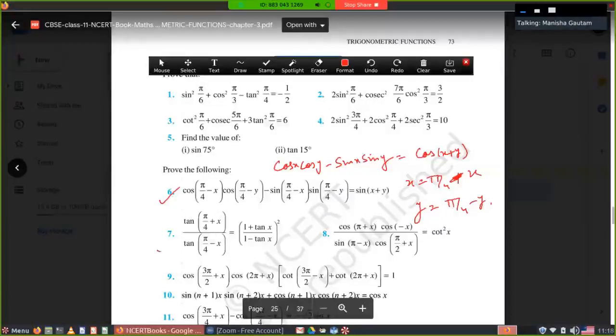In the 7th question, you have to apply tangent(x plus y) in the numerator and tangent(x minus y) in the denominator on the left hand side. Simplify it, you will get the right hand side.